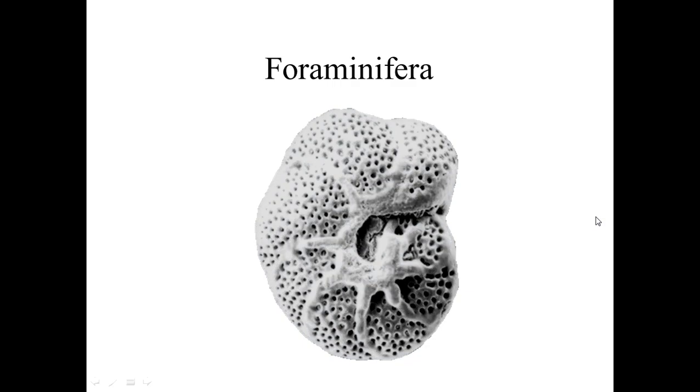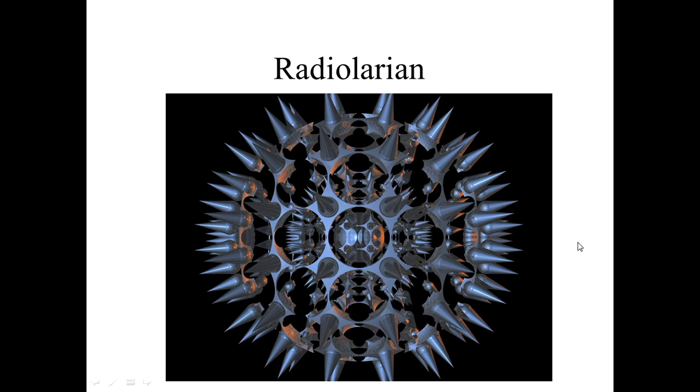All right, this is a foraminifera. This is the one that makes a shell that's essentially made out of limestone, calcium carbonate. That's a radiolarian. That's the one that makes essentially a glass shell around itself. Kind of cool glass shell.